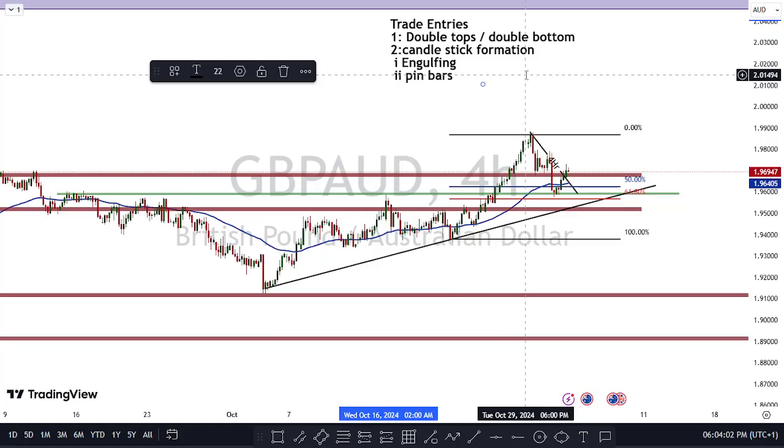This is not one I'm going to be talking about, because we know this very well. So another way to get into a trade is through what we call counter trend lines. All right, counter trend lines.